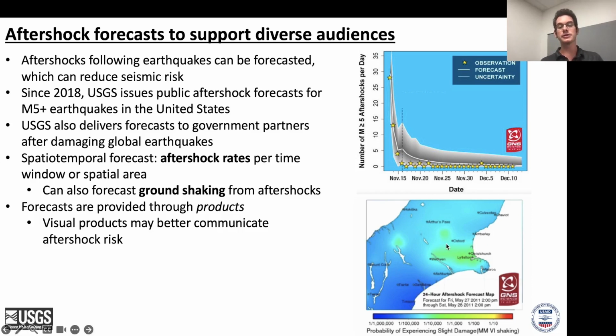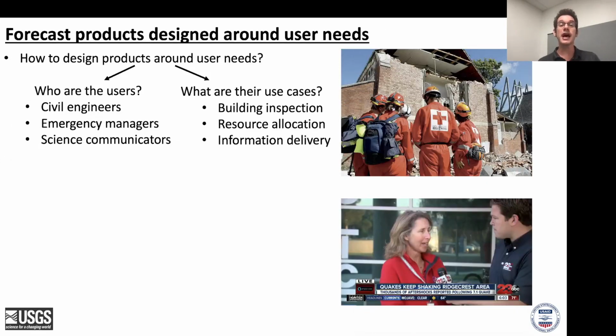So these are examples of forecast products that communicate the forecast, and we have reason to believe that visual products can better communicate aftershock risk than just tables or text. And so the challenge is to design these visual products around what users actually need.